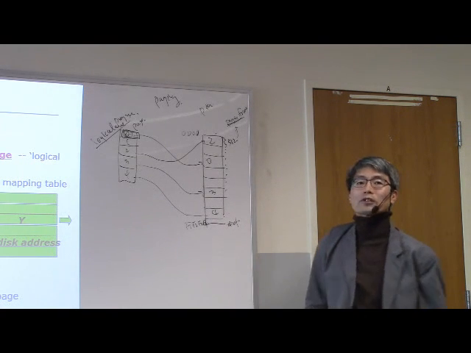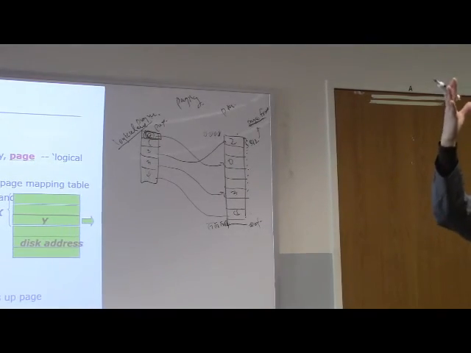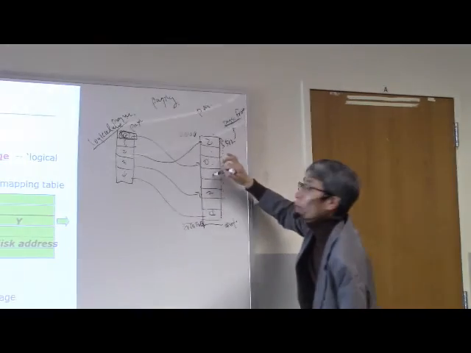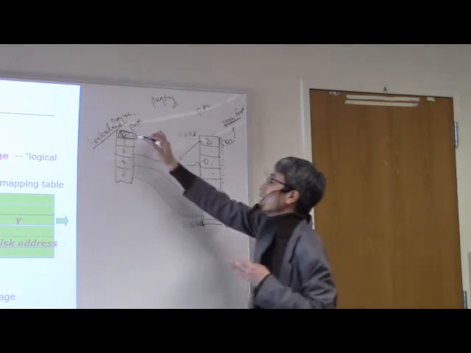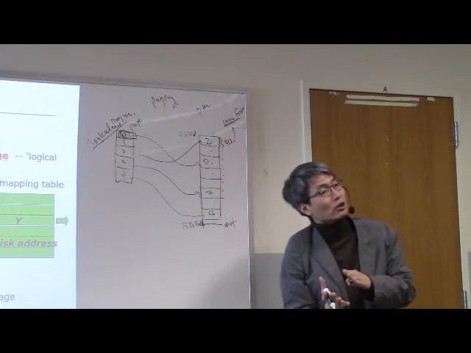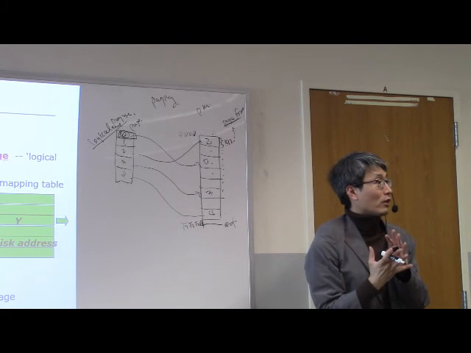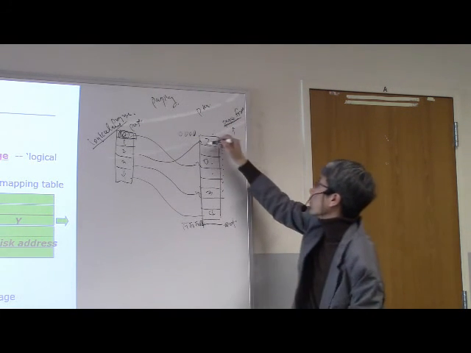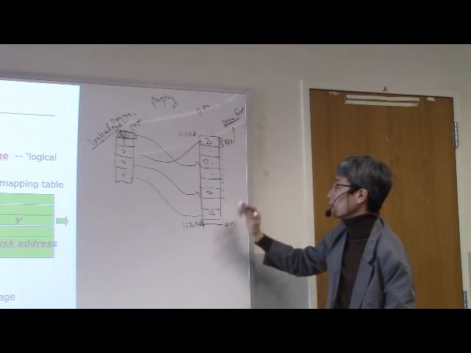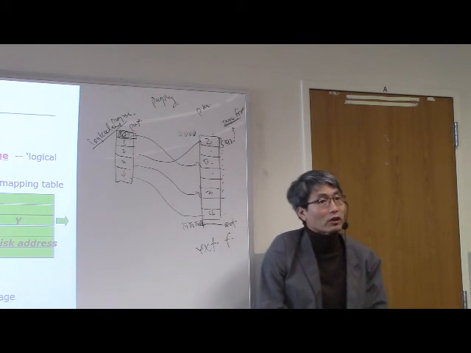What is the benefit of such an approach? We don't need a big chunk of memory. Instead, as long as we have free pages, we can upload page by page. That means we can reduce, almost remove, the fragmentation. As long as we have a free frame, we can remove especially external fragmentation. There's no external fragmentation.